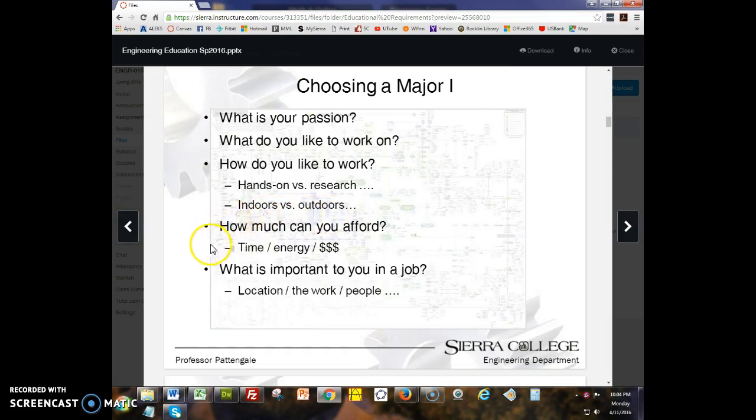How much can you afford? How much time can you spend getting your degree? How much energy do you have? And how much money can you afford to spend? And then think about what's important to you in a job. Where do you want the job to be? What kind of work do you want to do? And what kind of people do you want to work with?